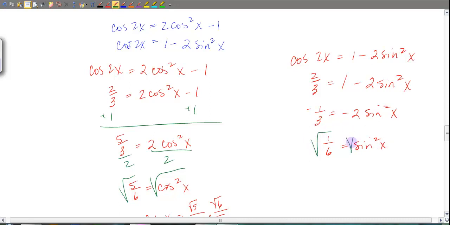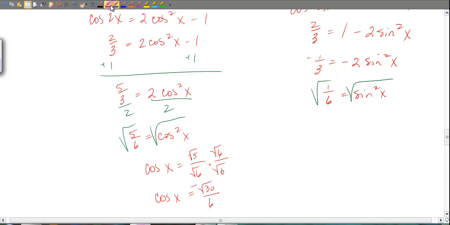Take the square root of both sides, and I get sine x is the square root of 1 over the square root of 6, which is really just the square root of 6 over 6. So that's what sine x is.